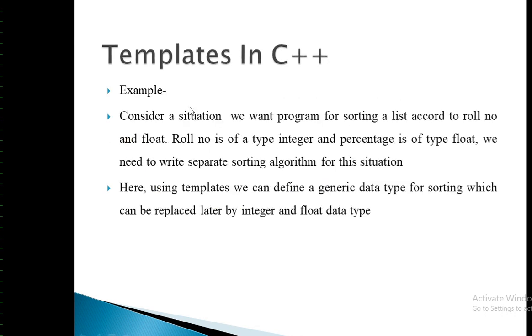Third one is an example. Just consider a situation where we want to program sorting a list according to roll number and floating point numbers. Roll number is of type integer and percentage is of type float. So we need to write two separate sorting algorithms for this situation. One algorithm is applied for integer and one algorithm is applied for percentage, that is floating point. So using templates we can define a generic data type for sorting which can be replaced later by integer and float data types.